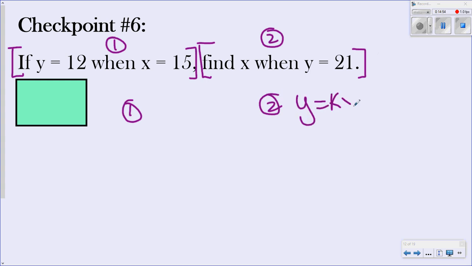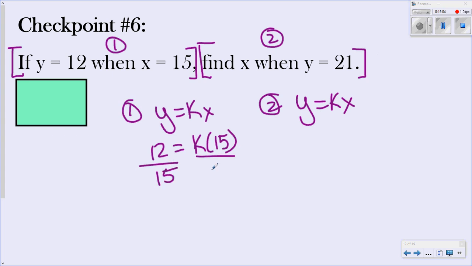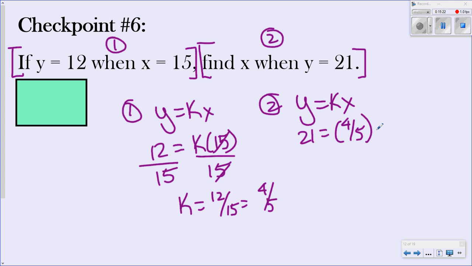So this, same thing, y equals kx, y is 12, look for our k, and our x is 15. We're going to divide that. So in that one you can reduce. If you have 12 over 15, you can reduce that to 4 over 5. Oops, 4 over 5. Our y is 21. K, 5 over 4. Then we're looking for our x.